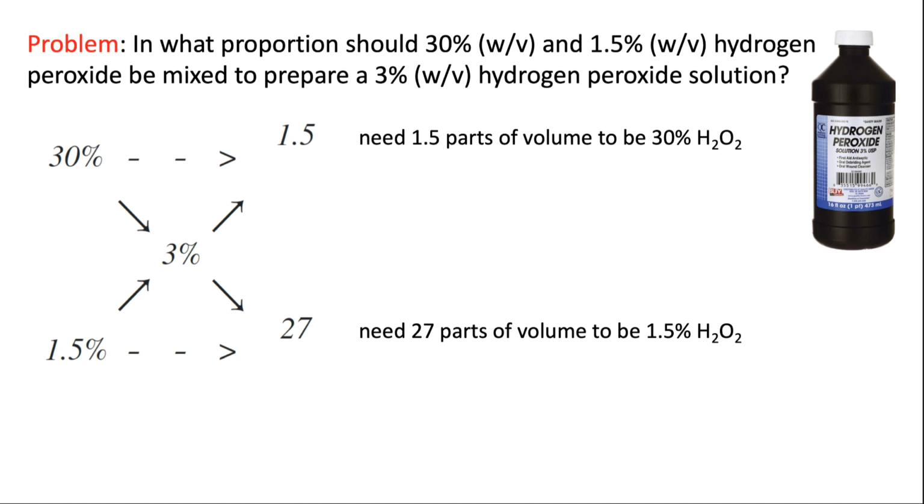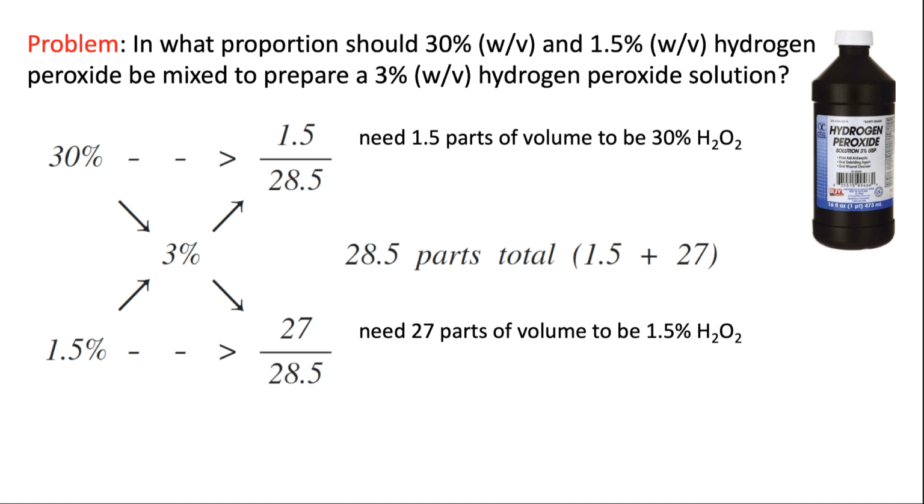Okay. And so we know individual parts. 1.5 parts needs to be 30%. 27 parts needs to be 1.5%. But out of how many? What would the total number of parts be? Let's just simply add them up. So 1.5 plus 27 equals 28.5 total parts.